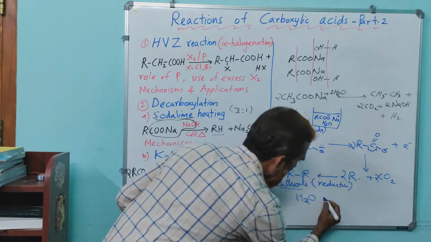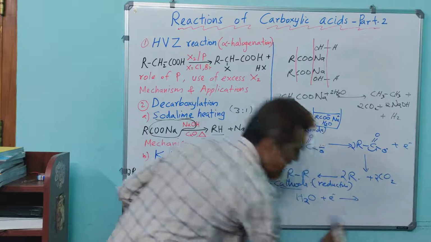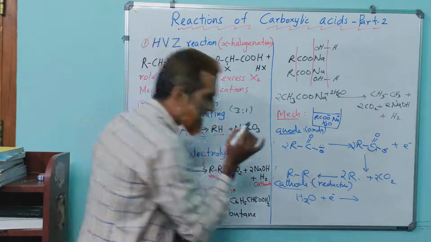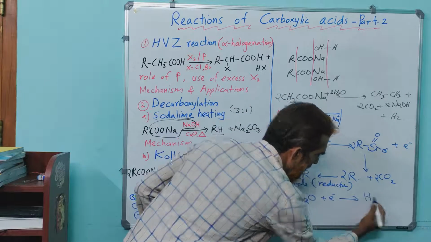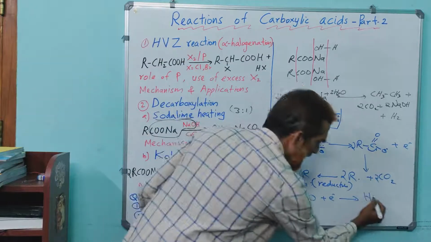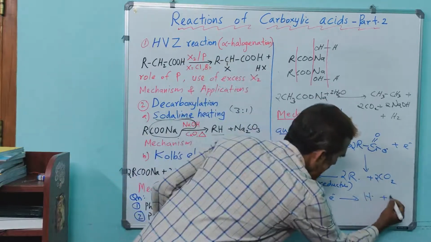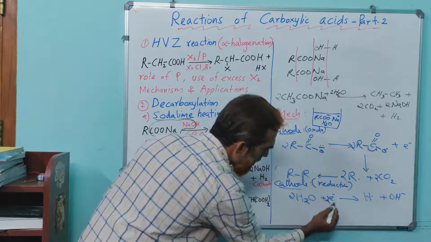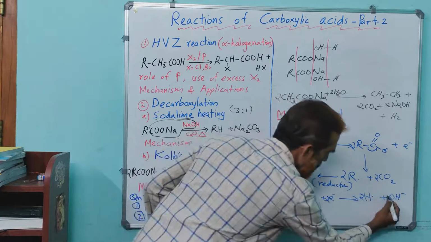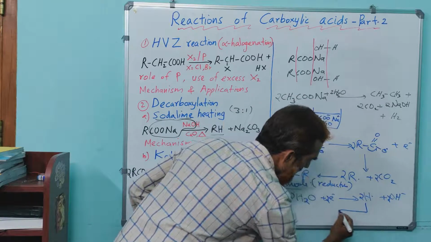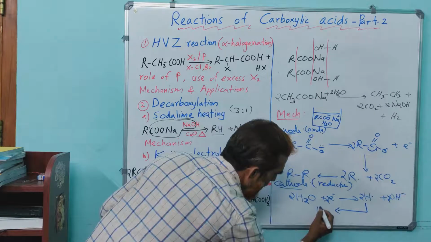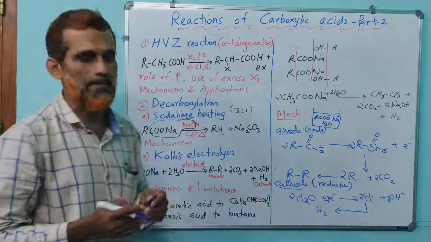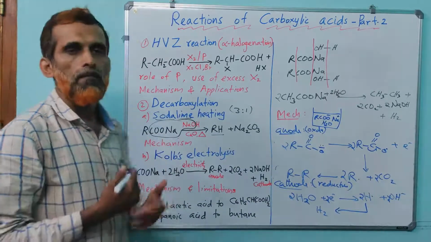So H2O undergoes reduction plus electron. What do you get? H2O can be assumed to be H plus and OH minus, and it is H plus which gets reduced and becomes H atom or H radical, same thing, plus OH minus. If there are 2 molecules, it will be plus 2 electron and it will be 2H plus and 2OH minus, and now these 2 H radicals can easily form H2. Just combining the 2 atoms, you get the product at cathode. So that's about the mechanism.